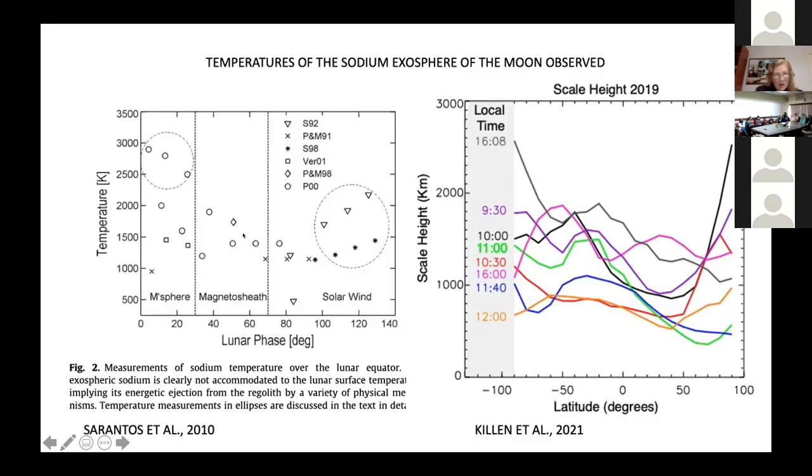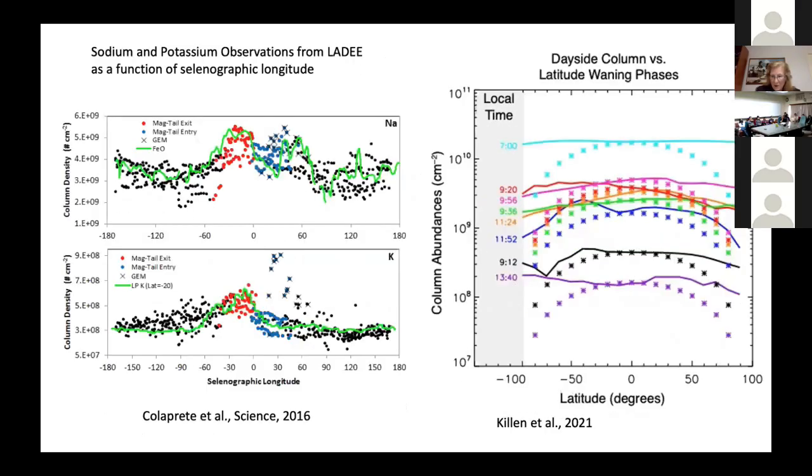And you see here the temperature. A lot of people, you'll read in the literature, say the temperature of sodium is 1200, and that's from PSD. But actually, when the moon is in the magnetosheath or magnetosphere, the temperature increases, and you'll see on the right the column abundance here.